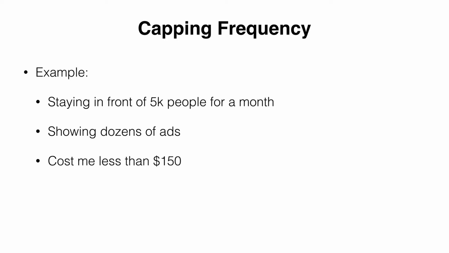So in terms of capping frequency, when you do this correctly, your costs stay really, really low. For example, in order for me to stay in front of 5,000 people for a month showing dozens of ads, it costs less than $150 in ad spend. Okay, 5,000 people per month following them across the internet, omni-platform, omni-channel, right? All everywhere, costs less than $150 a month.